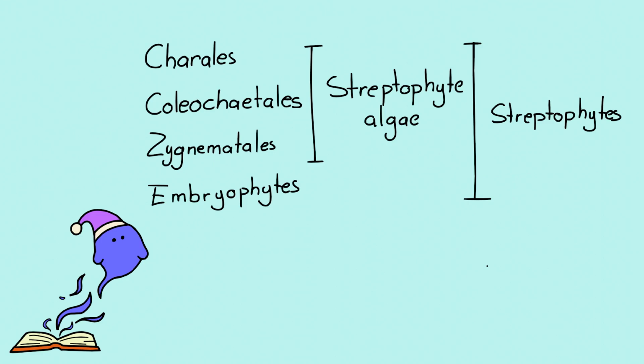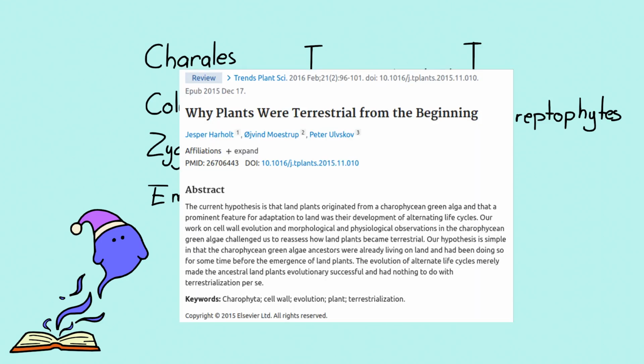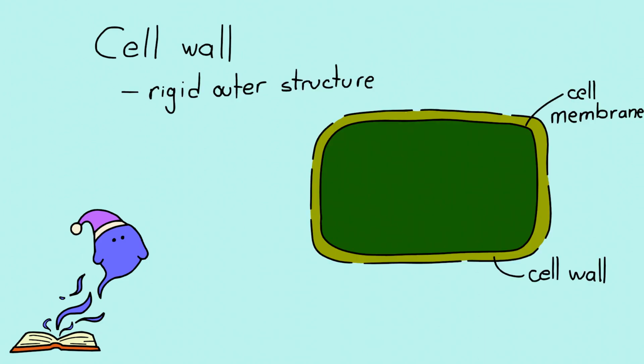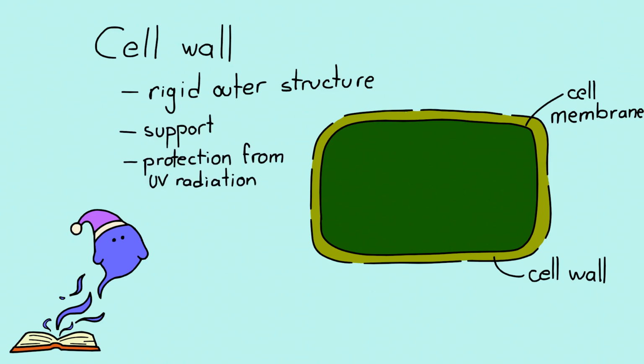You may be asking, how do we know that algae and plants are related? The answer lies in the characteristics they share because they evolved from the same ancestor. This article highlights the importance of the cell wall, that is, the rigid structure that envelops the whole cell. Not all algae have one, but streptophyte algae and plants have cell walls. Here it is mentioned that the cell wall of streptophytes may have provided structural support outside of water, as well as protection from UV light.